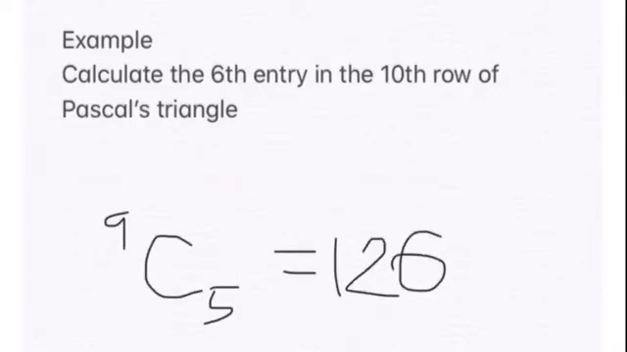Let's look at an example in which it asks us to calculate the sixth entry in the 10th row of Pascal's triangle. We can use the formula that we just looked at, which is n minus 1 choose r minus 1. Therefore, 10 minus 1 is 9, and 6 minus 1 is 5. And you will type it into a calculator, and you get the answer to be 126.